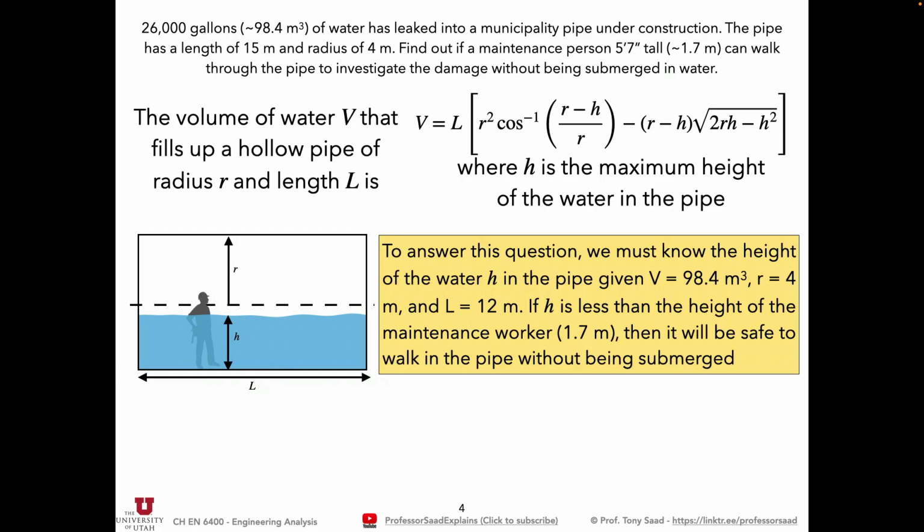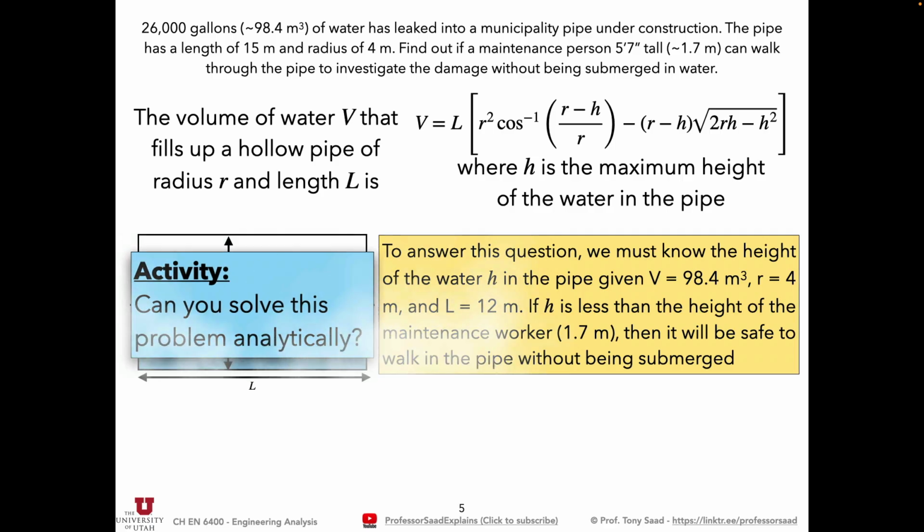Now to answer this question, we must know the height of the water, h, in the pipe. If h is less than 1.7 meters, then the person can go in, but we don't want the water to be up here. We want it to be maybe less than 1.5 meters, so that they can walk comfortably. And then there's a rat swimming and splashing water, and they're like, ew, it's gross. I don't know if rats will live there, but maybe going for a swim. If h is less than the height, then the person will be safe to go in.